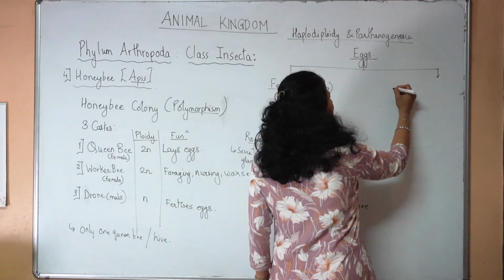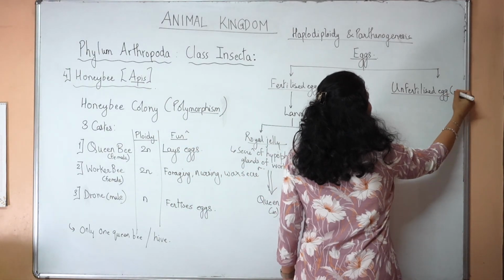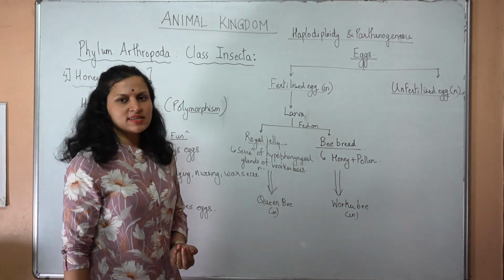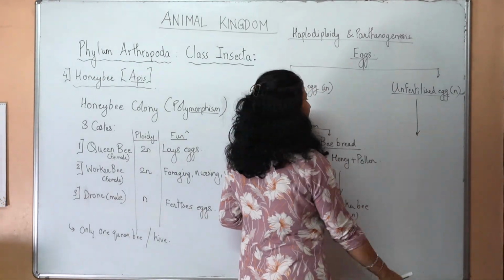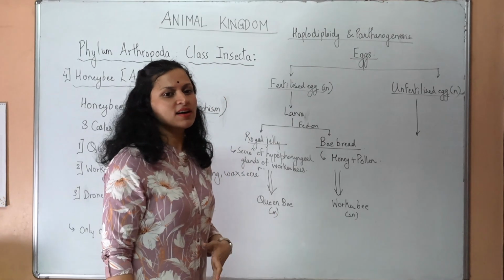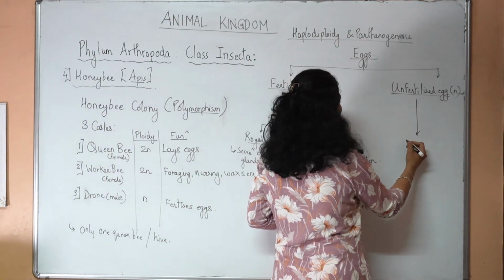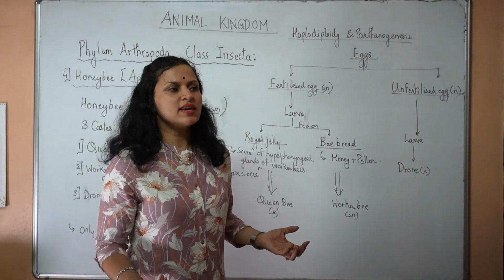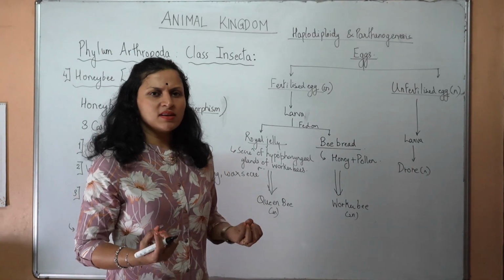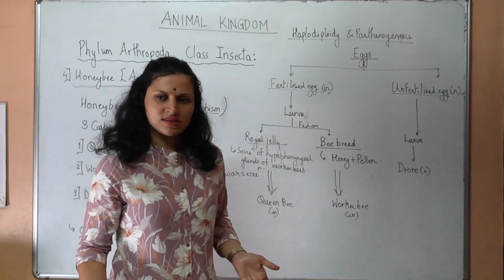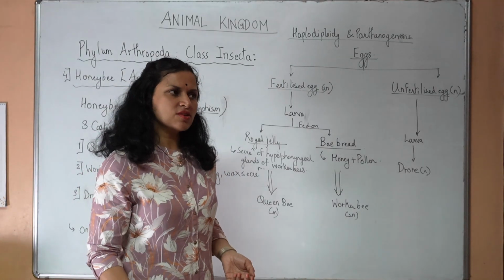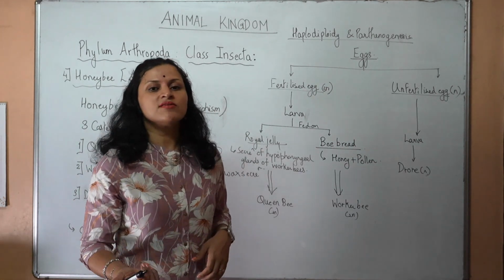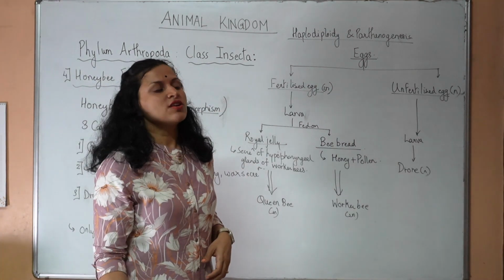Then for the unfertilized eggs, the unfertilized egg will be n, no? It is not fertilized. What will happen to the unfertilized egg? This is also going to get converted into a larva. This is going to become a male larva. This is going to become a drone. In other organisms, the eggs that are not fertilized remain unfertilized and then they are passed out, isn't it? They do not turn into an organism, but in the honeybees, the unfertilized eggs also get converted into living organisms.